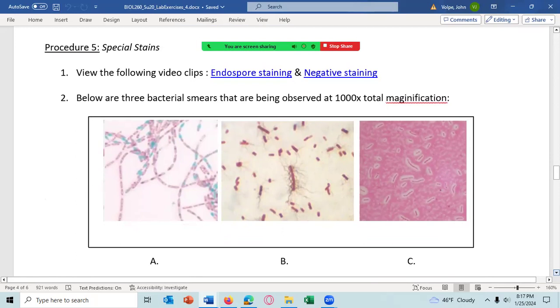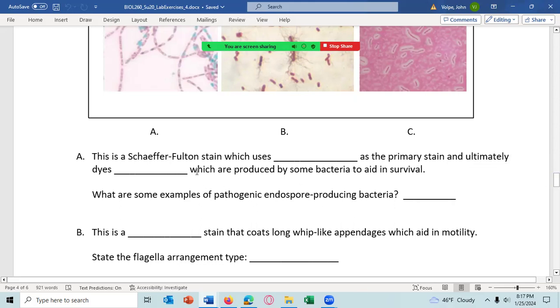All right, in procedure 5, we're going to be looking at the 3 special stains. We have video clips for the endospore stain and for the negative stain. The picture A refers to question A under 2 here. So these questions refer to picture A, these questions refer to picture B, and then questions to C, which isn't showing here, go to question C.